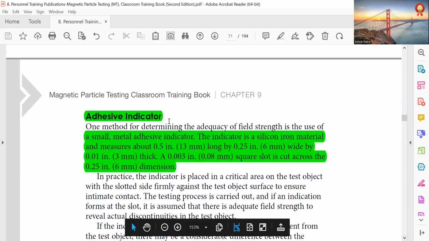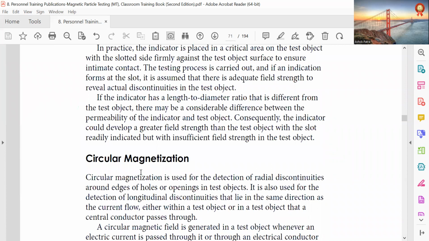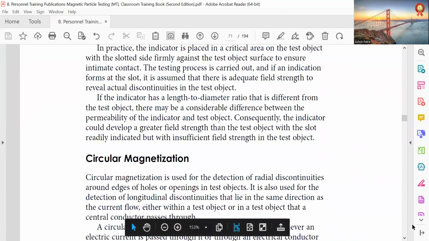Adhesive indicator. Small metal adhesive indicator. The indicator is a silicon iron material and measures about 0.5 inch, 13 mm long, by 0.25 inch, 6 mm wide, by 0.01 inch thick, with a 0.003 inch, 0.08 mm thin square slot cut across the 0.25 inch diameter. So for all these things, you read section 5. If I have time, I will.